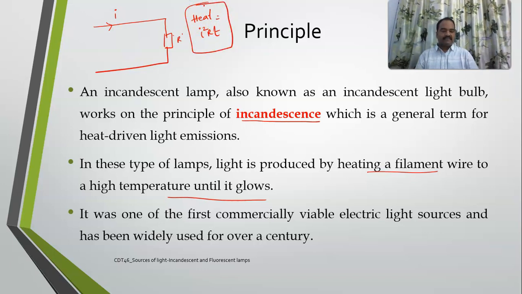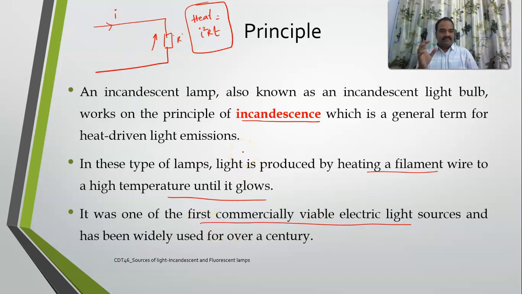Now part of this heat is converted into light. There are certain materials which do have this capability of converting heat energy into light. So incandescence works on this principle. It simply goes through allowing a current to pass through an element where too much heat is generated, which can be converted into light energy. Which means that this material is supposed to be heated to some high temperature until it glows, which means it emits some light energy. And it was one of the first commercially viable electric light sources.